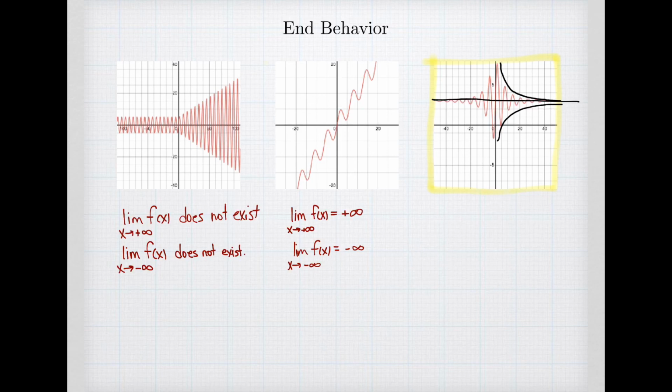So we would say that the limit of this function, notice it's the same on both sides, the limit of my function as x approaches positive infinity equals the value of 3, because I'm getting closer and closer to that line. And the limit of my function as x approaches minus infinity is also equal to 3.